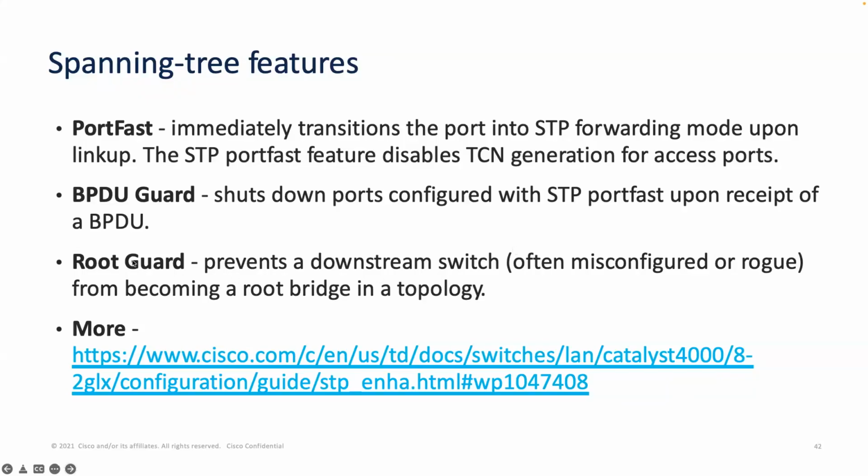Okay. The third one, root guard. In a well-designed layer 2 network, it is very important to identify the correct placement of the root bridge. So the root guard feature prevents the configured port from becoming the root port, which means it could prevent a downstream switch from becoming the root bridge. If a superior BPDU is received on the unexpected port, the root guard feature will place that port in the error disabled status. Okay, that's about the root guard.